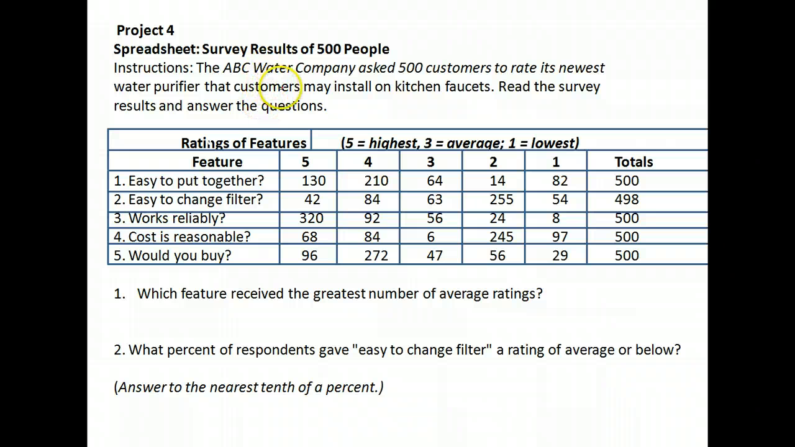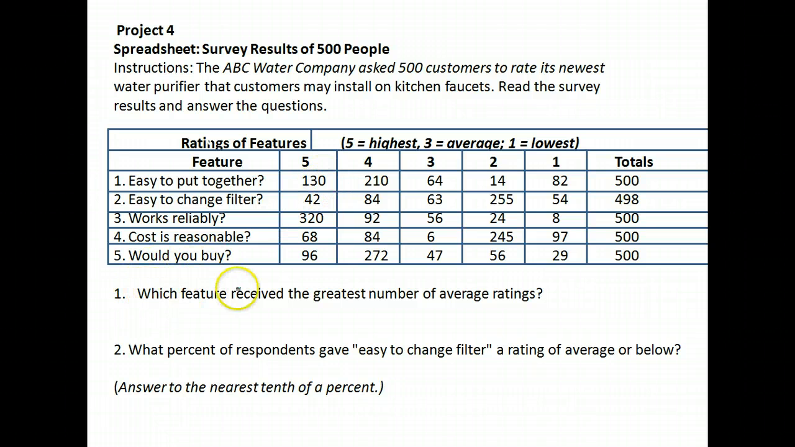Okay, so let's take a look at this project here. The instructions: The ABC Water Company asked 500 customers to rate its newest water purifier. The customers may install it on their kitchen sink faucet. Read the survey results and answer the questions. Now again, I have changed the numbers here from what you have in your project, so don't just write my answers down, but use this example to help you answer the questions.